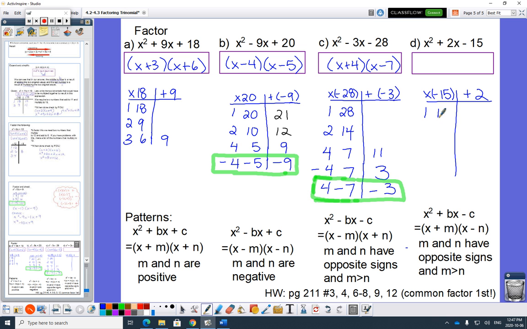So we have 1 and 15. That's no good. We have 2 doesn't work. 15 is not even. We have 3 and 5. Okay. So yes, that can get me close. 3 and 5 is 8. Negative 3 and positive 5 is positive 2. Is that what we want? Yes.